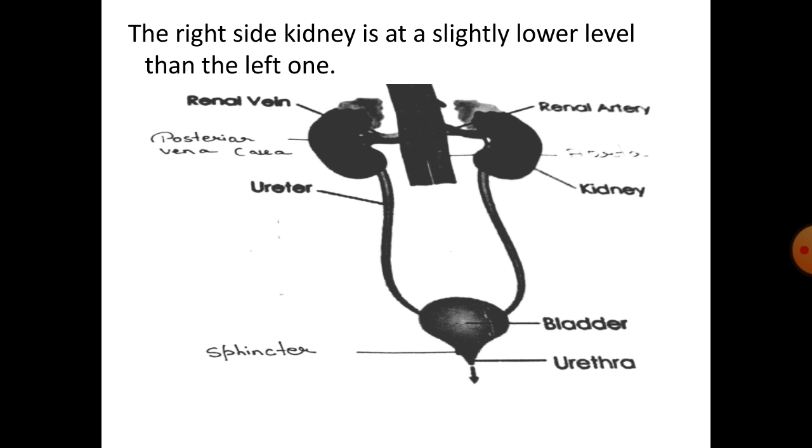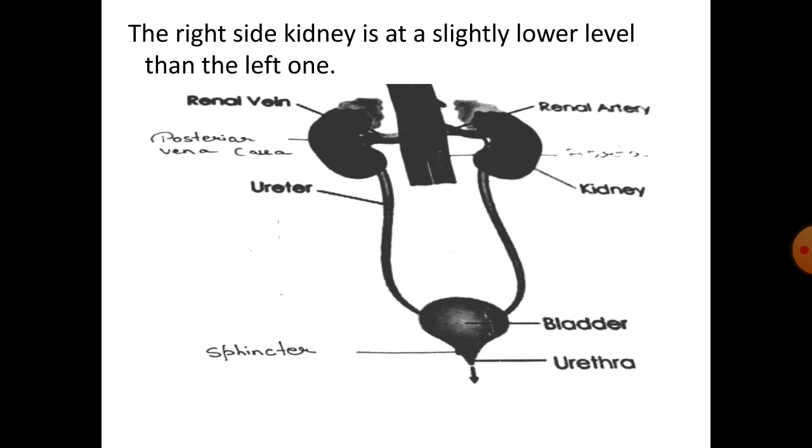The tube called ureter arises from the hilum and it connects to the urinary bladder where the urine gets stored. And this urine from the bladder comes to the urethra and it is released out from our body.